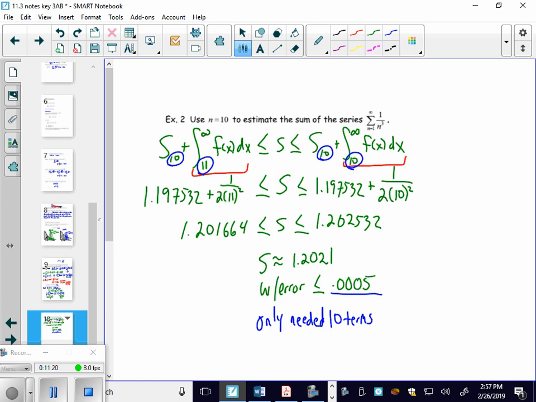Whereas on the other page, the one right before this, we needed 32 terms. So this is a slightly more accurate way of doing the estimation if you're looking for the actual sum itself. If you're just looking for the error or how many terms it would take, then you go back to the other page. All right, hopefully that will get you through the rest of the homework.